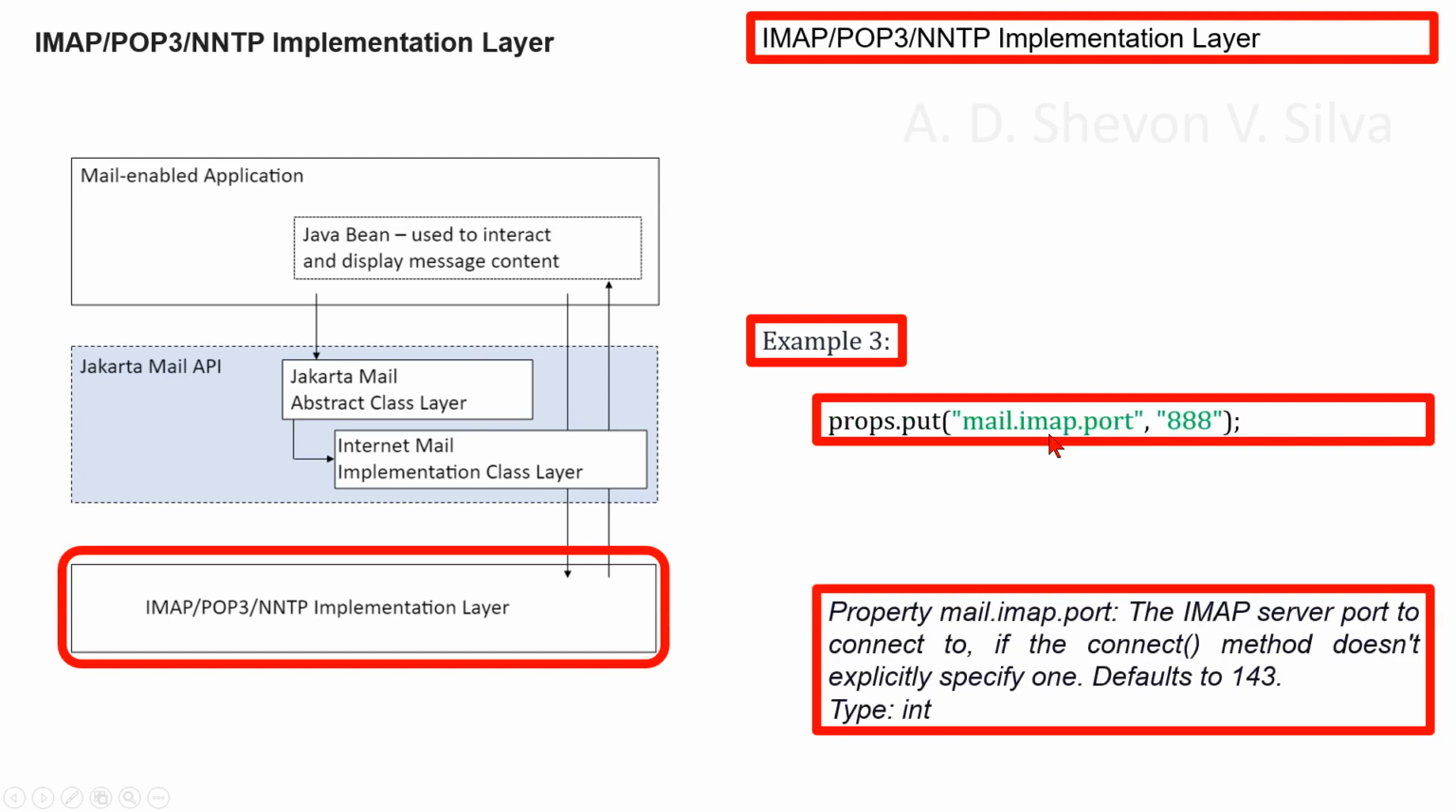As an example 3, we can consider this code segment. Here the property mail.imap.port, the IMAP server port to connect to if the connect method doesn't explicitly specify one. Defaults to 143. The type of this property is int.